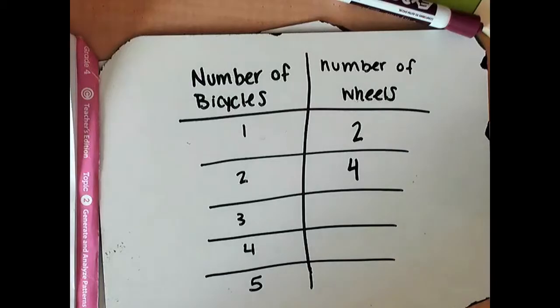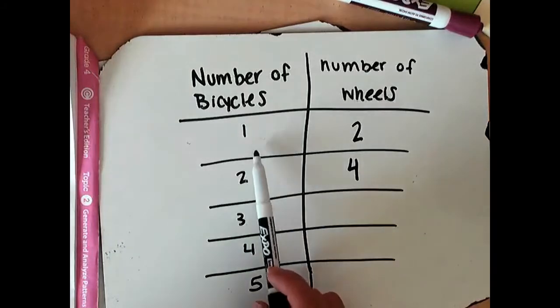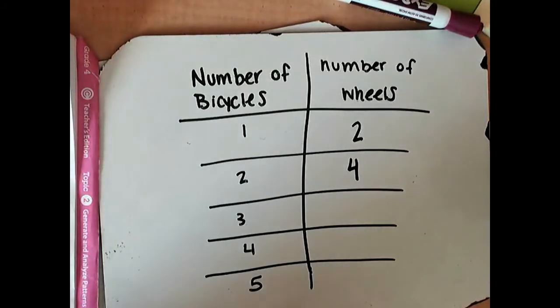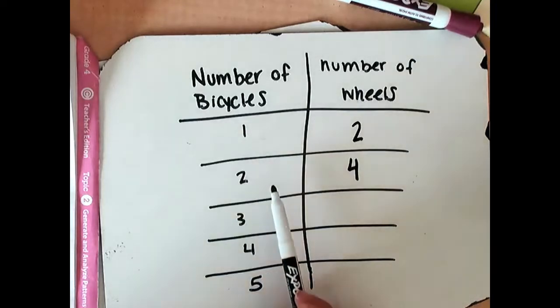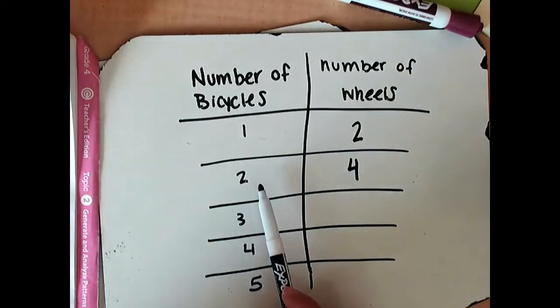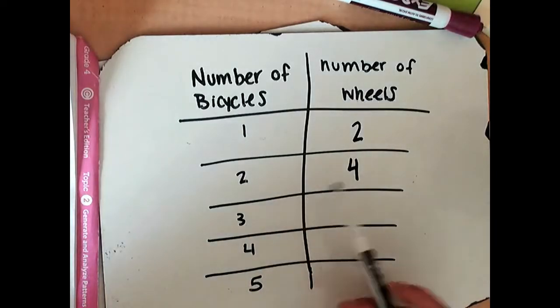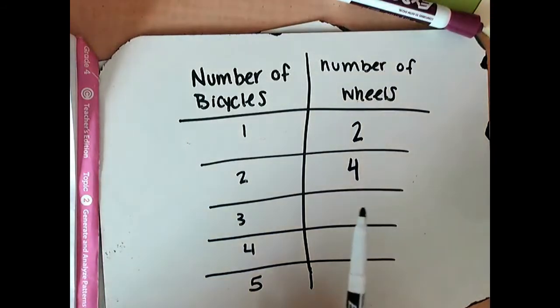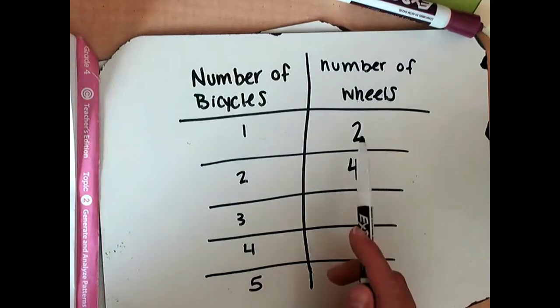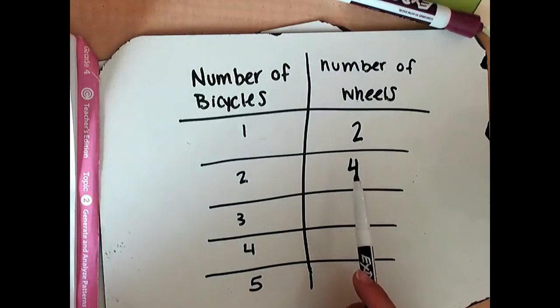Let's start to think about some real world situations where we might see this. Say I am at a bicycle store and I see one bicycle. Just off the top of your head, you know that a bicycle has 2 wheels, one in the front and one in the back. Say I find 2 bicycles. How many wheels do I have total? You would have 4 wheels. You have 2 bicycles, and each bicycle has 2 wheels.